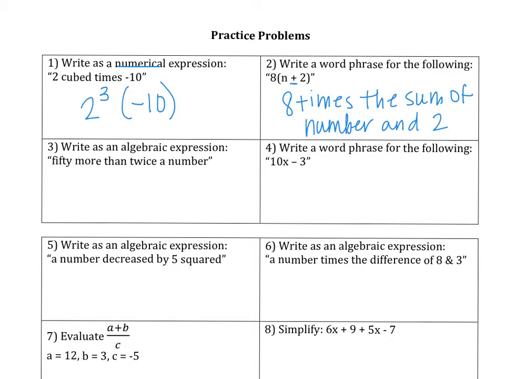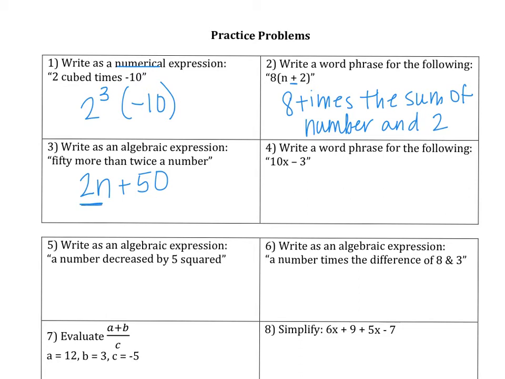Number 3, write an algebraic expression for 50 more than twice a number. So we have twice a number and then 50 more than that. So we'd actually attach the add 50 to the end of it because it's 50 more than this.